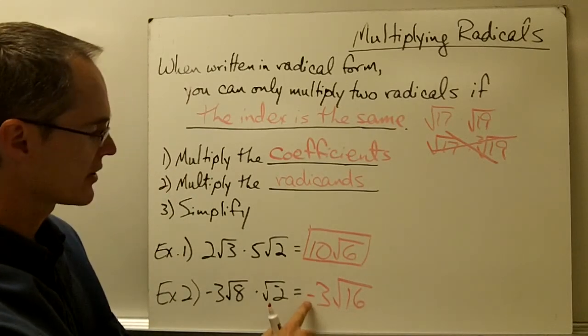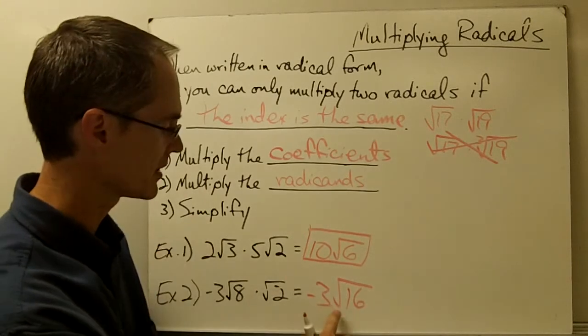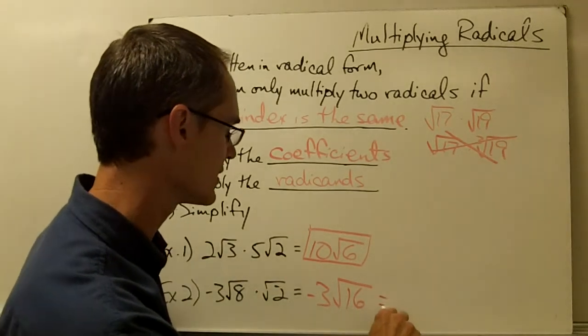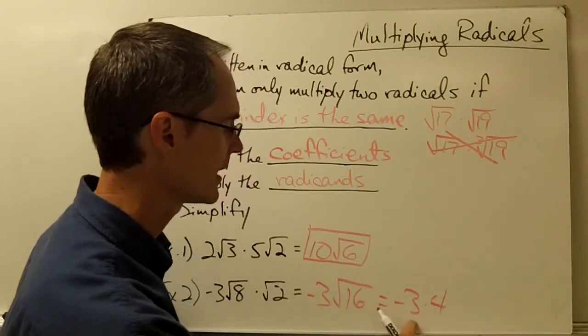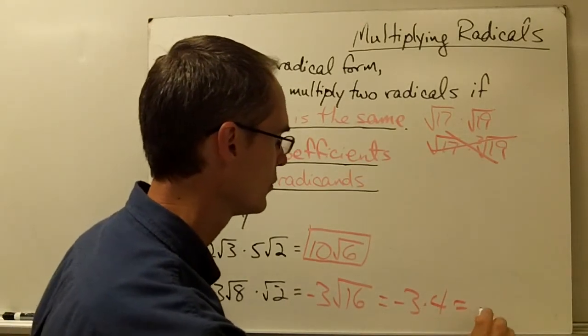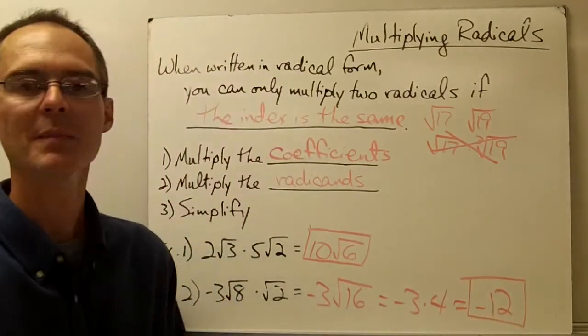Now I see my answer here is negative 3 times the square root of 16. Now I can simplify this expression because the square root of 16 I know is equal to 4. So negative 3 times 4 would be negative 12, and that would be my final answer.